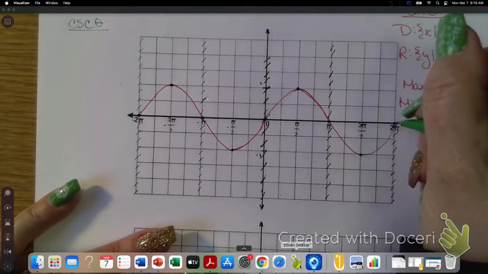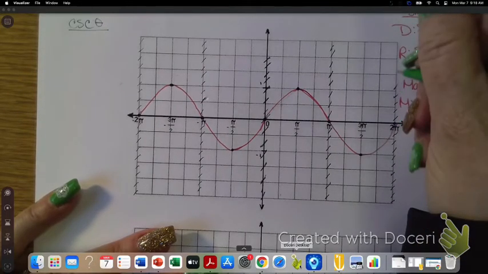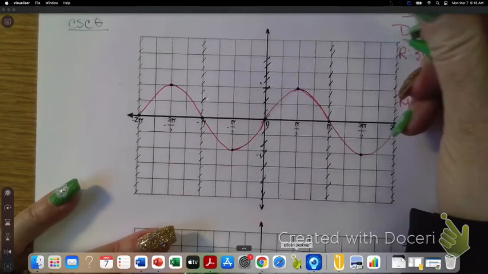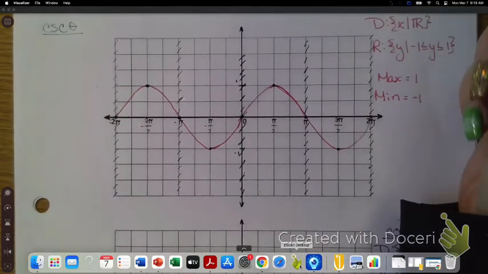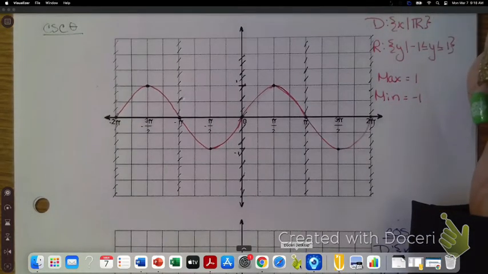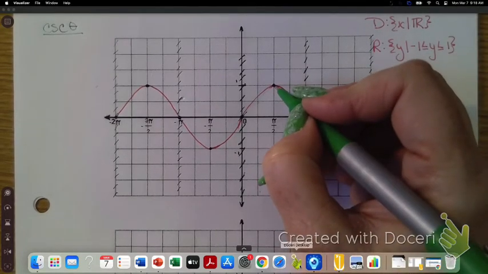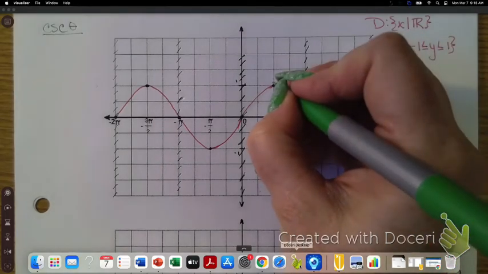And we're building this graph off of reciprocating things, yes? Yeah. What other point on this graph would be easy to reciprocate? The min and max, right? Okay, what is the reciprocal of 1? 1. Yes, the reciprocal of 1 is 1.